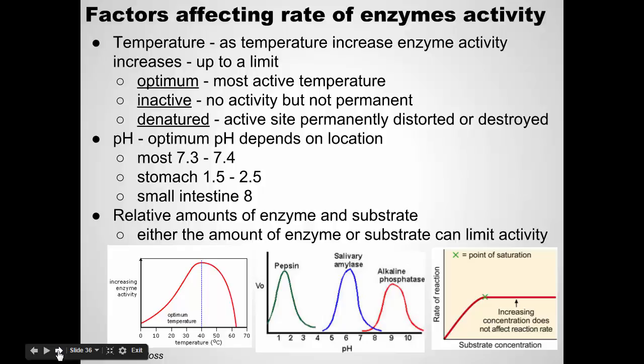So you can see these graphs show a few different types of enzymes, and each of them has a different optimum pH at which they work well. And last, the amount of enzyme or the amount of substrate are important.